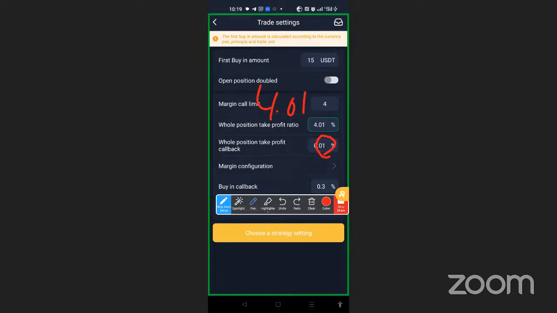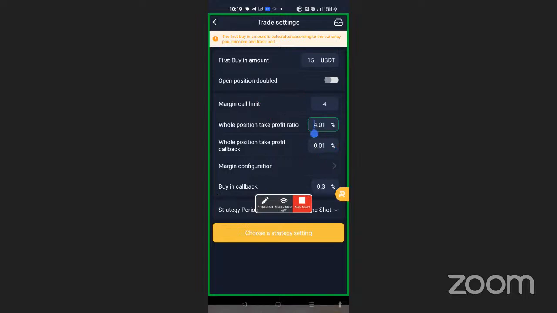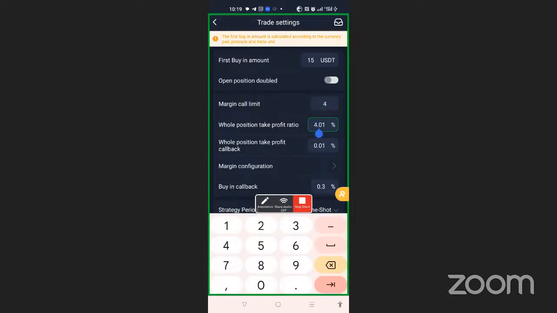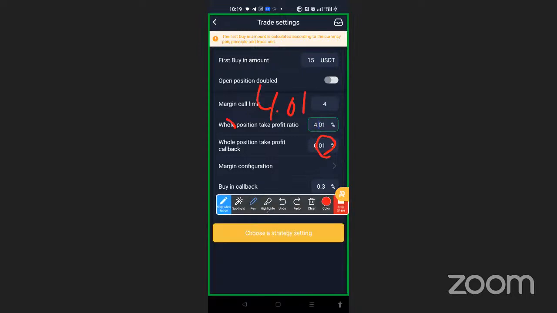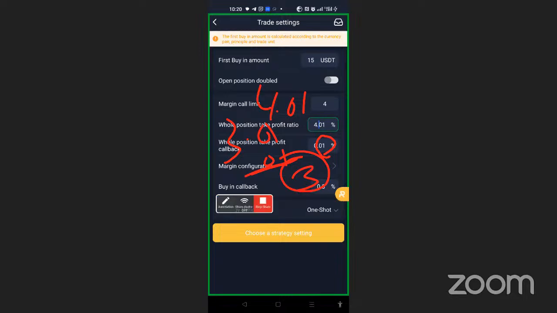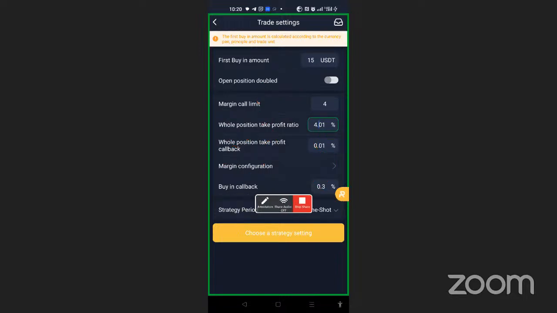That's why on the signals I provide, I tell you to put 3.01 here. Because my goal is to make sure that if the market rises by 3.01 and tries to go down by 0.01, the robot sells, so I get 3%. So this is how you put in your take profit.